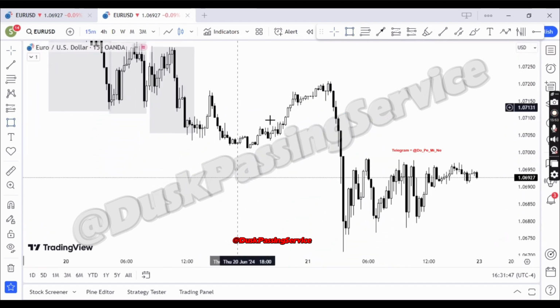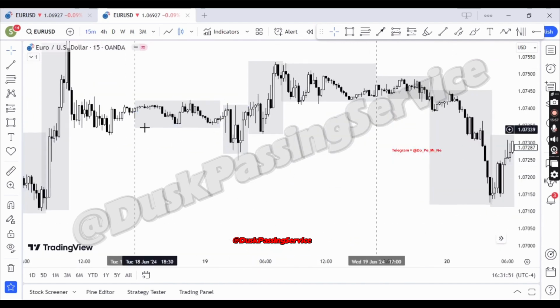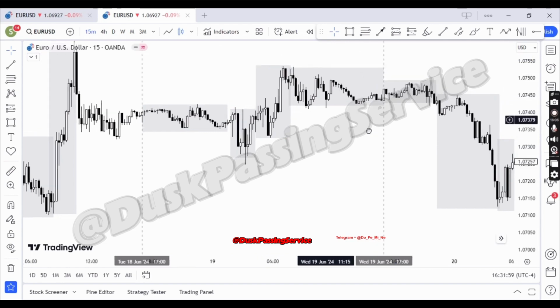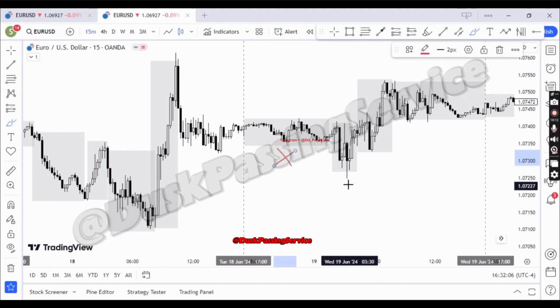So that's exactly how the market moves. It moves in these kinds of profiles: a ranging profile, a manipulation profile, an expansion profile, and then another ranging profile. Now the way you can use it is you're going to avoid trading the ranging profile and the manipulation profile, and only try to position yourself in the expansion profile and only trade expansions or reversals.